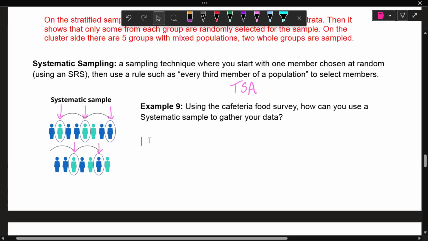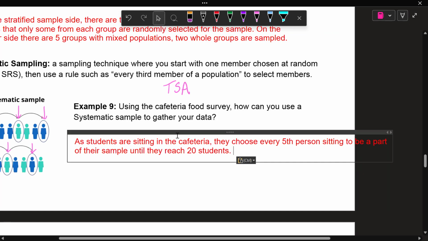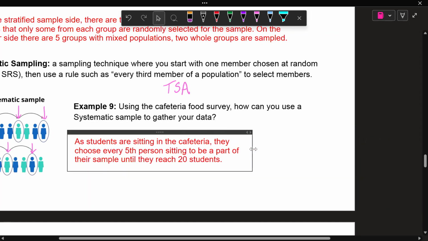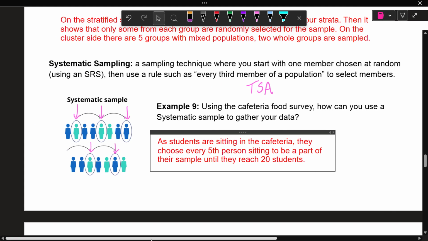So how can we use this to survey about the cafeteria food? As students are sitting in the cafeteria, we just take every 5th person sitting at the tables until we get 20 students.